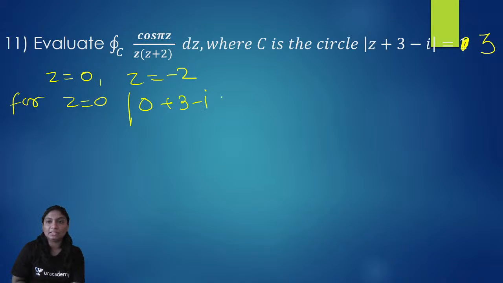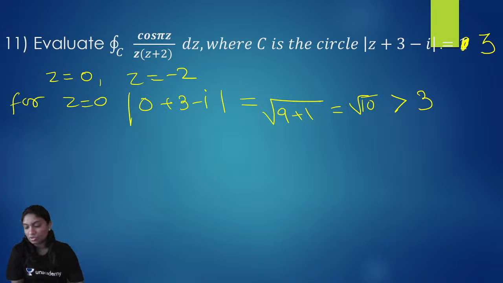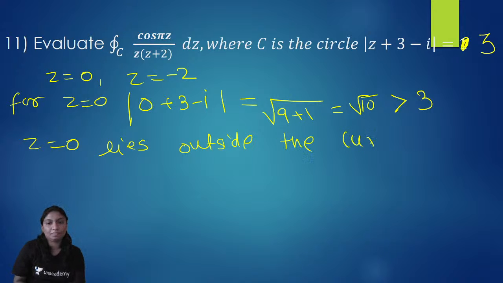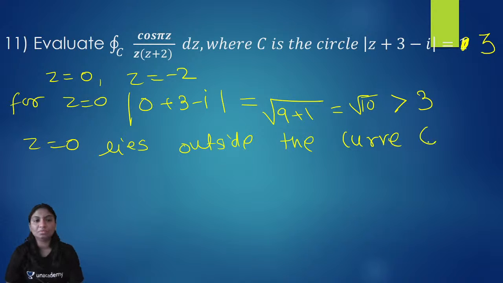Take the modulus of 3 minus i, so you will get the square root of real part 3 squared plus 1 squared, root of 10. Obviously root of 10 is greater than 3, so the point z is equal to 0 lies outside the curve C. Okay.